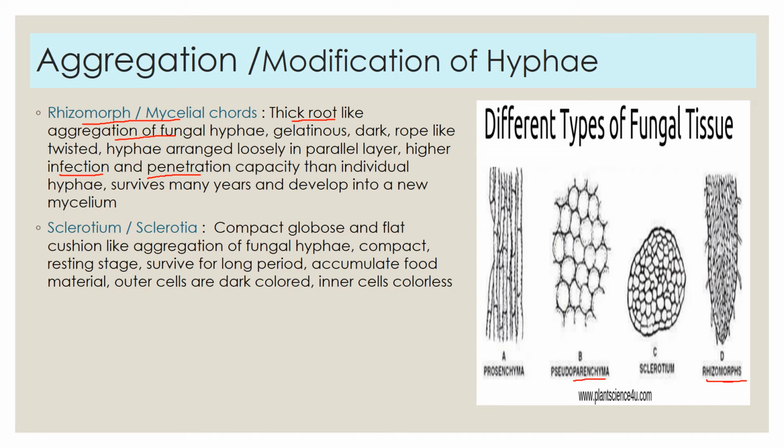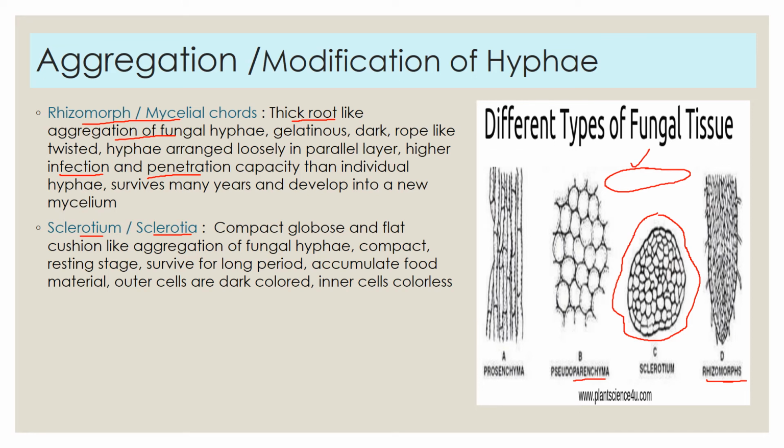The next structure is the Sclerotia or the Sclerotium. This is practically a compact, globose structure. Here the example is given as a circular structure, but it can also be found as a flattened structure. So these both are the Sclerotia.